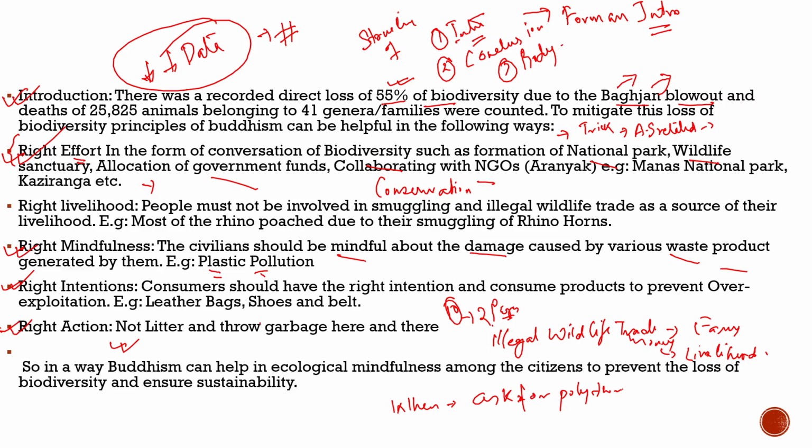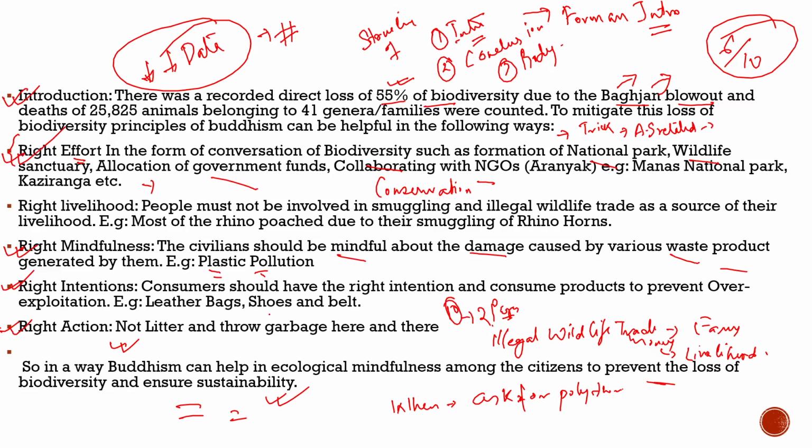So you can say that in a way Buddhism can help in the ecological mindfulness among the citizens to prevent the loss of biodiversity and ensure sustainability. If you give a simple introduction and conclusion, even that is enough for your answer. And if you write such an answer, you are bound to get at least 6 out of 10.